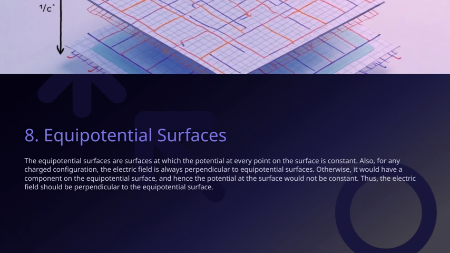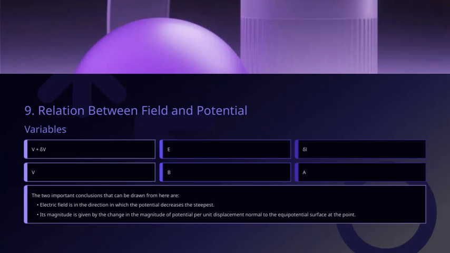This relationship is fundamental because it helps us visualize how electric fields behave around charges and how potential changes in space. Let's examine this slide, starting with the concept of delta, which represents an infinitesimal displacement. When we talk about the change in potential, or delta V, this change is measured per unit displacement normal to the equipotential surface at a given point. Essentially, this tells us how the potential varies as we move in a specific direction.